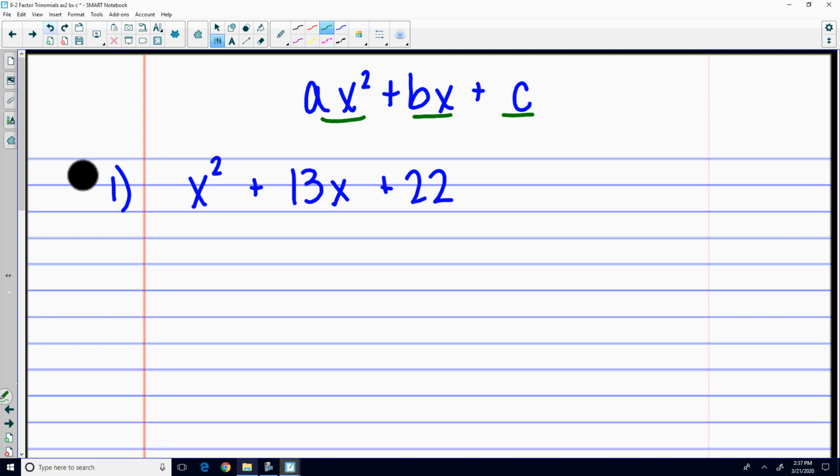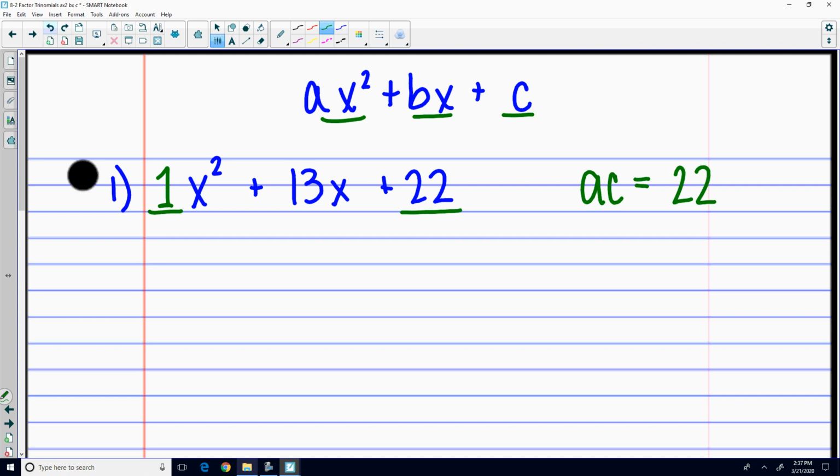All right, so we have to find the numbers in the A and C position. In A, there's a number 1, and in C, there's a 22. So I always multiply A times C. When I write them next to each other, that's multiplication. Well, A times C, 1 times 22 is 22.